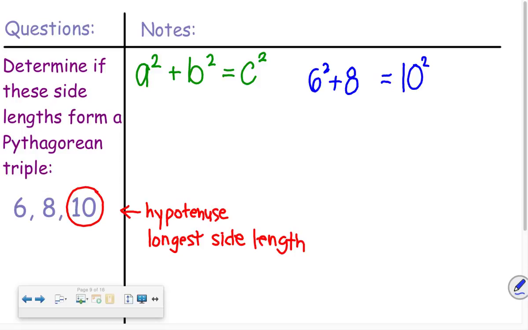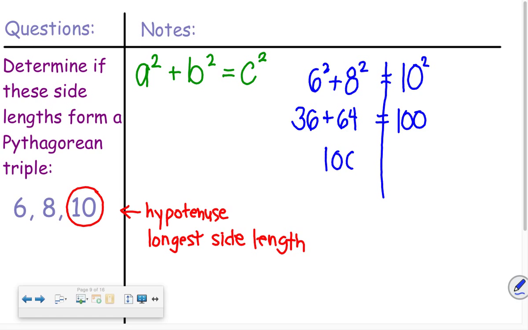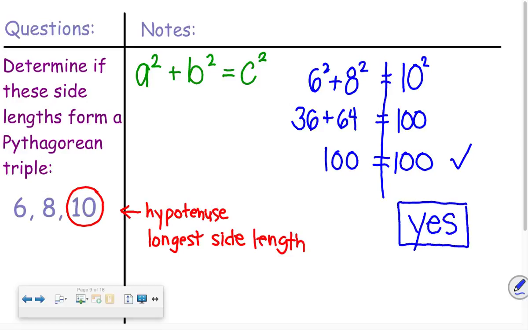So rather than solving for a variable, we have our A, B, and C. So 6 squared is 36, 8 squared is 64, and 10 squared is 100. If I add 36 and 64, I get 100. 100 equals 100, so yes, this is a right triangle because a squared plus b squared equals c squared. So yes, they form a Pythagorean triple.